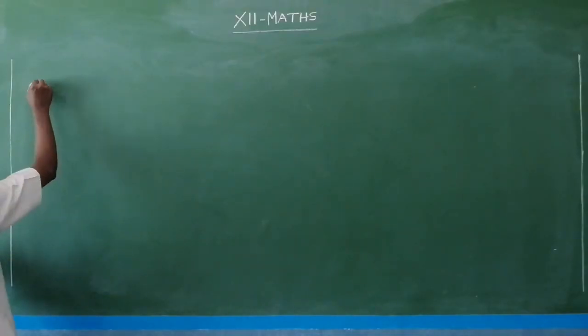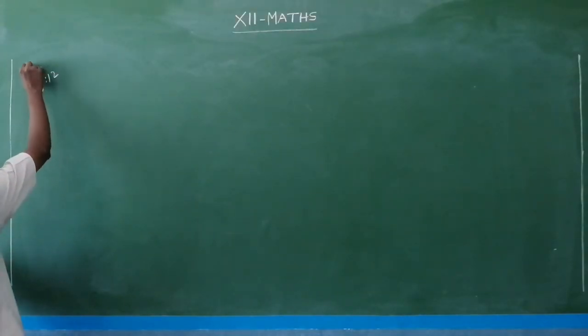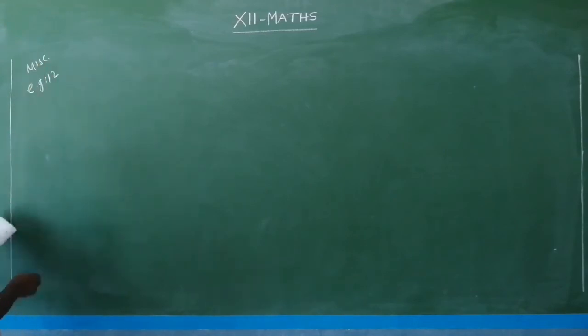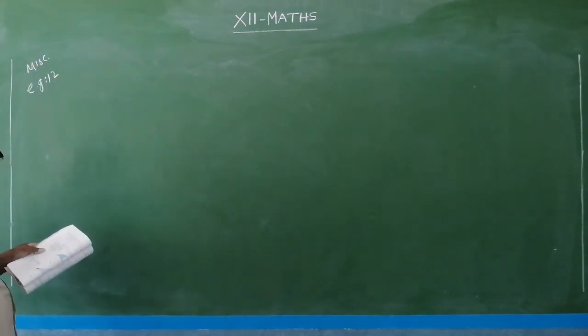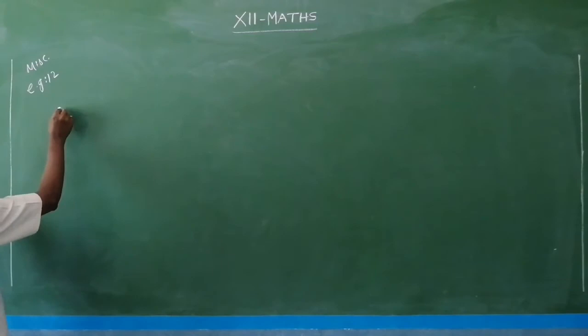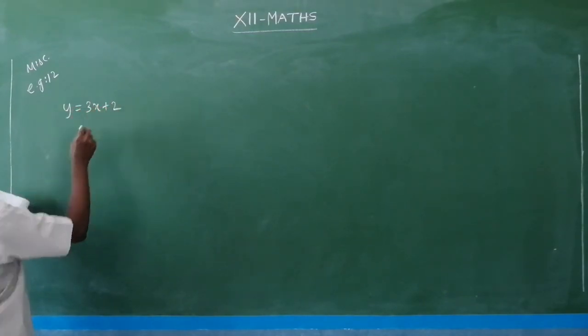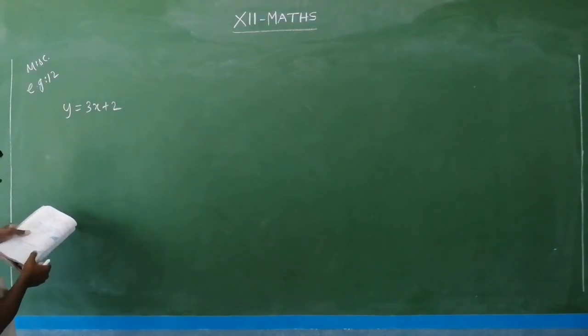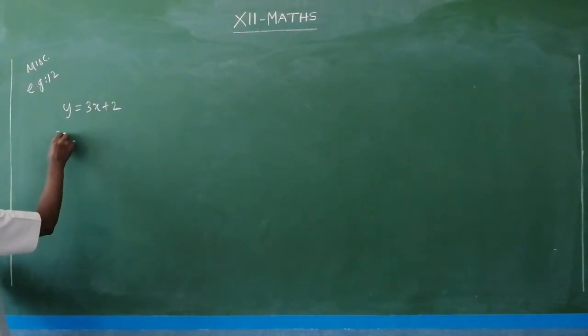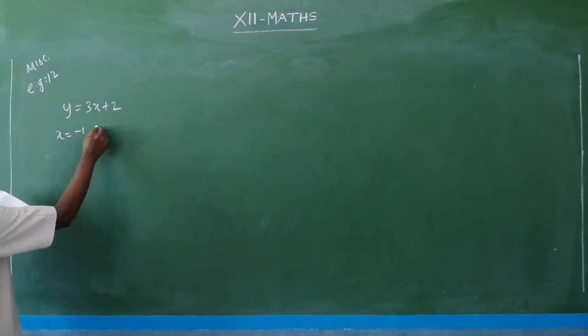Example 12. This is Miscellaneous Example 12. Find the area of the region bounded by the line y equal to 3x plus 2, the x-axis and the ordinates x equal to minus 1 and x equal to 1.